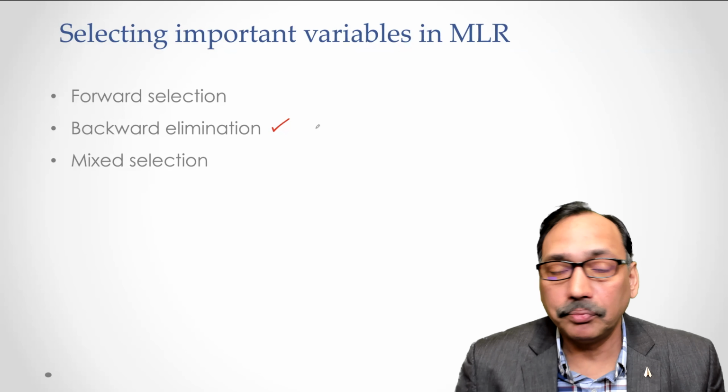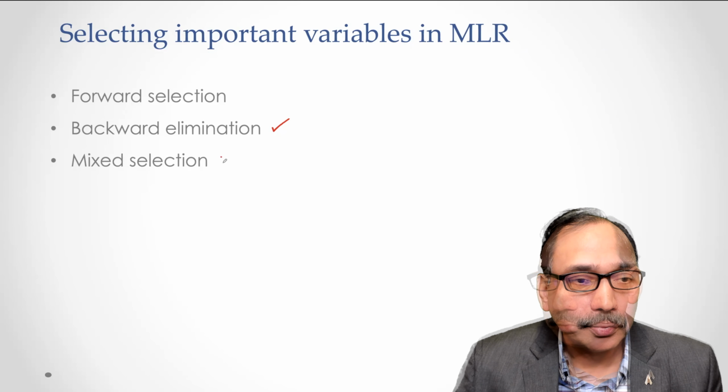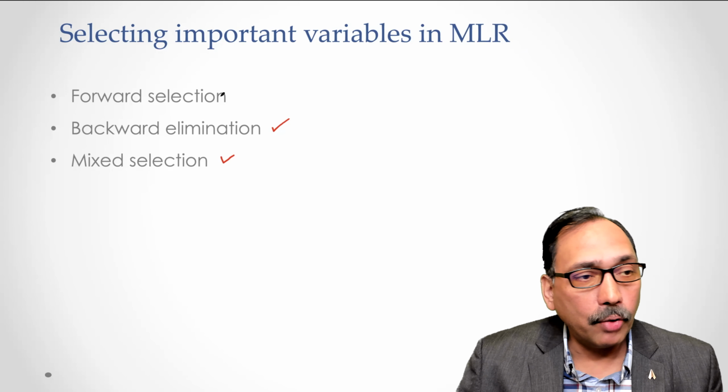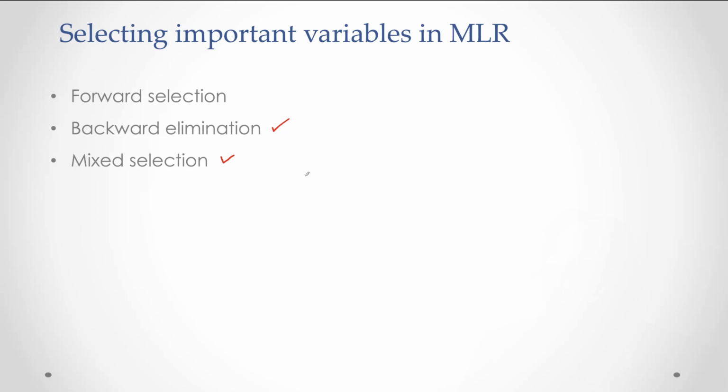Mixed selection is the one where we use both. It's basically a combination of forward and backward. We start with no predictors, and then we keep on adding the most contributing predictor, what we do in forward selection. And after adding each new variable, we remove any variable that no longer provides improvement in the model. That's similar to backward elimination. So it is a mix of two.